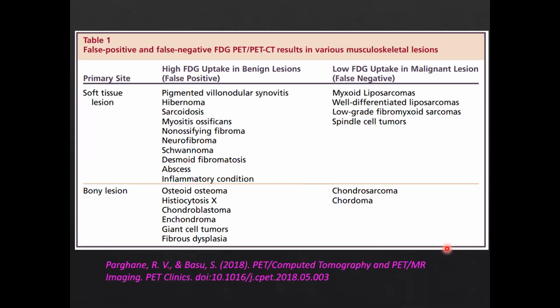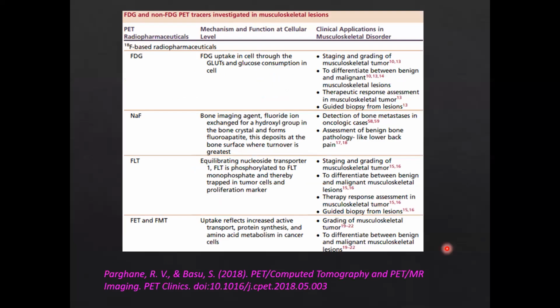So coming to the important aspect, FDG and non-FDG tracers in musculoskeletal lesions. There are different radio tracers available, but as I told you, FDG is the most commonly used because of the glucose metabolism. It is widely available. Most applications are staging and grading of musculoskeletal tumors, differentiating between benign and malignant musculoskeletal lesions, therapeutic response assessment in musculoskeletal tumors, and guided biopsy from lesions.